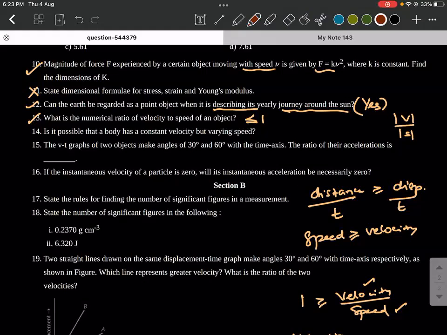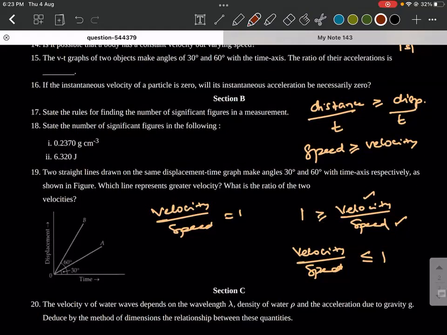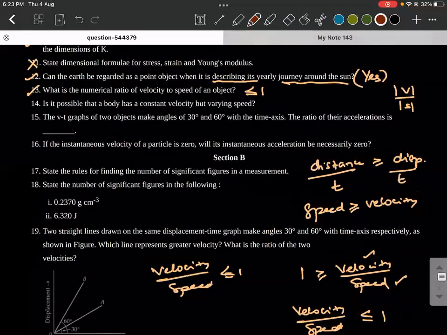So only two possibilities. Either distance can be greater than or at the max equal to displacement. If I divide with time, distance by time is called speed. Displacement by time is called velocity. Okay. So if I treat it like equality, if I divide with speed on both the sides, velocity by speed would have been equal to 1. But it is not equality, it is inequality. So it is less than or equal to. So what will you say? What will be the answer? The numerical value is less than or equal to 1. That is the expectation. Right? So write it down.